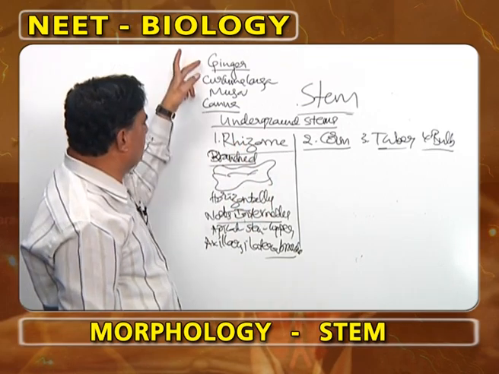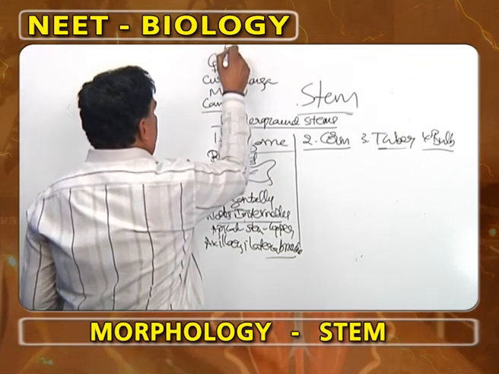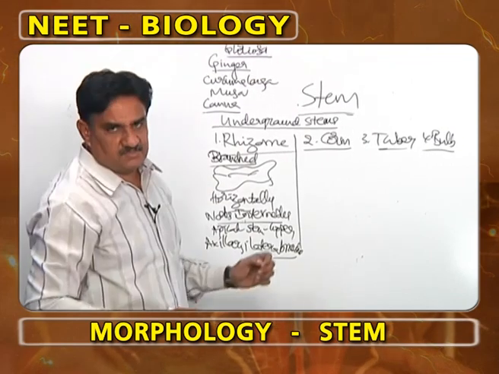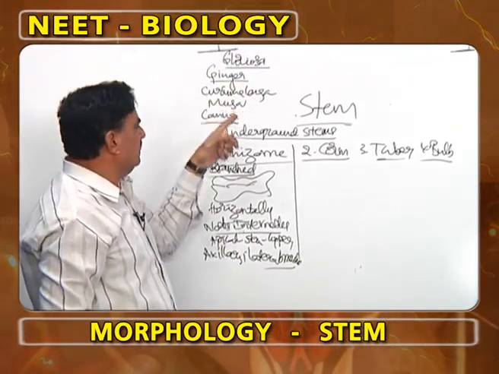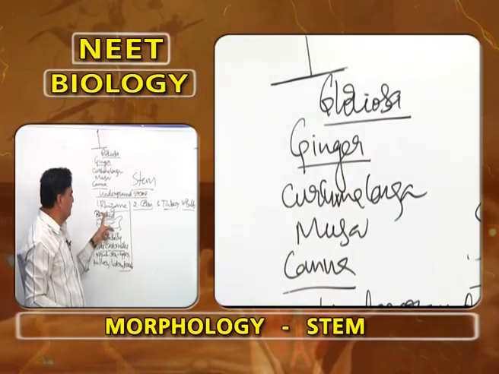So, rhizomes are found in ginger, curcuma, musa, canna. When it comes to the Liliaceae family, gloriosa. Gloriosa also shows rhizomes. So, gloriosa, Gingiber officinalis, Curcuma longa, Musa paradisiaca, banana, Canna indica, all these will show rhizomes.